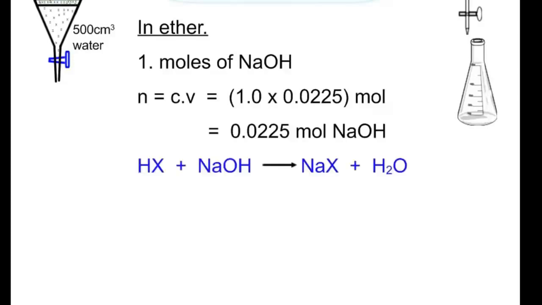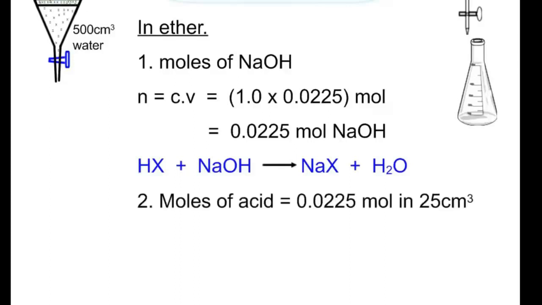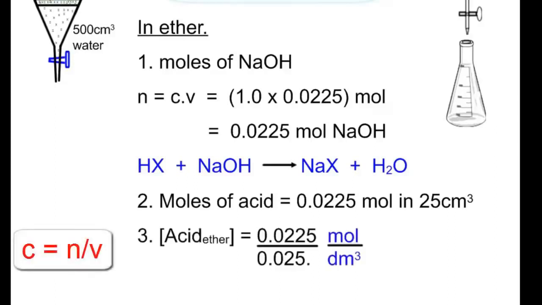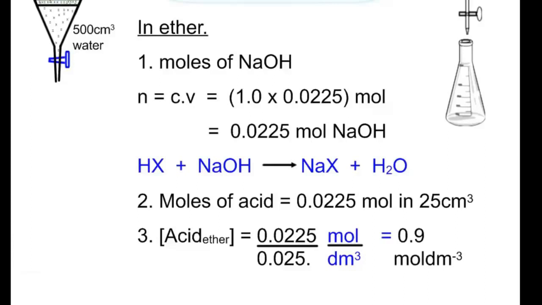0.0225. Here's a reminder of the equation, which we need to work out step 2 of the 3 steps, and it shows the reactants in equimolar amounts. The number of moles of acid will be the same as the number of moles of sodium hydroxide dispensed, so that's 0.0225. Lastly, we use n = cV, rearranged to give us c = n/V, and we must remember to put the volume in as dm³.